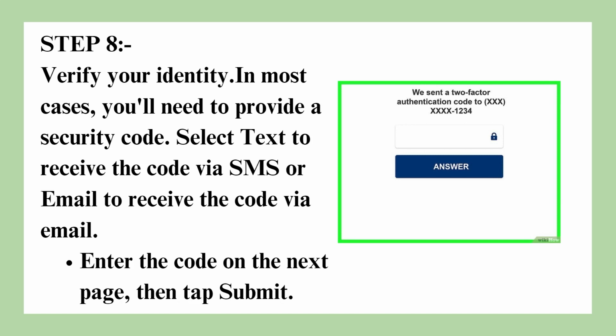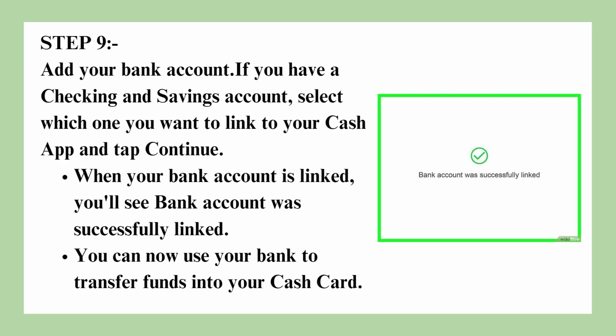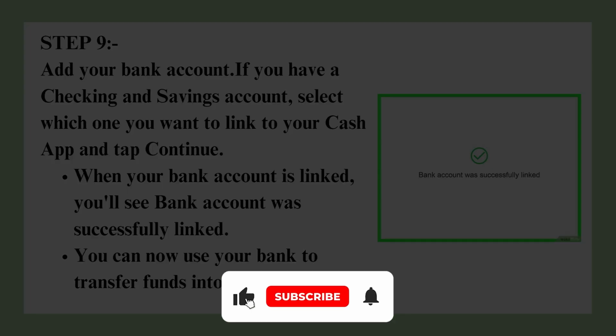Then tap Submit. If you have a checking and savings account, select which one you want to link to your Cash App and tap Continue. When your bank account is linked, you will see Bank Account was successfully linked. You can now use your bank to transfer funds into your Cash Card.